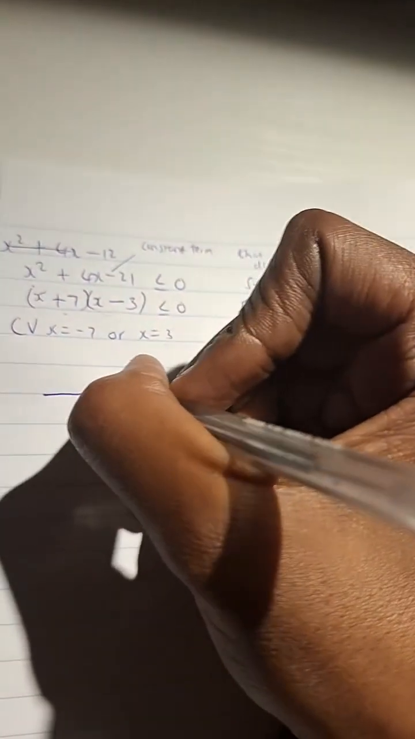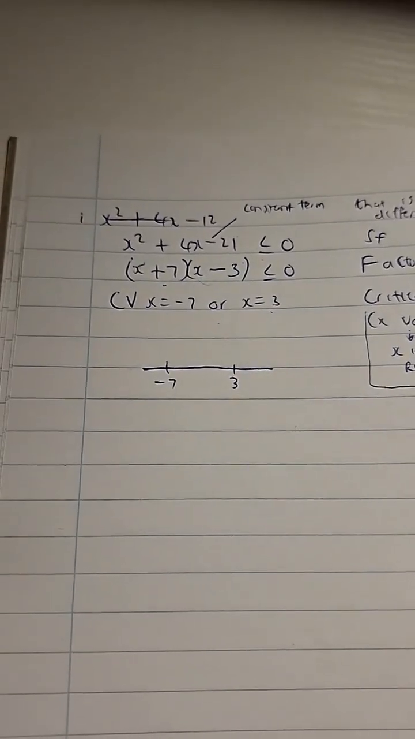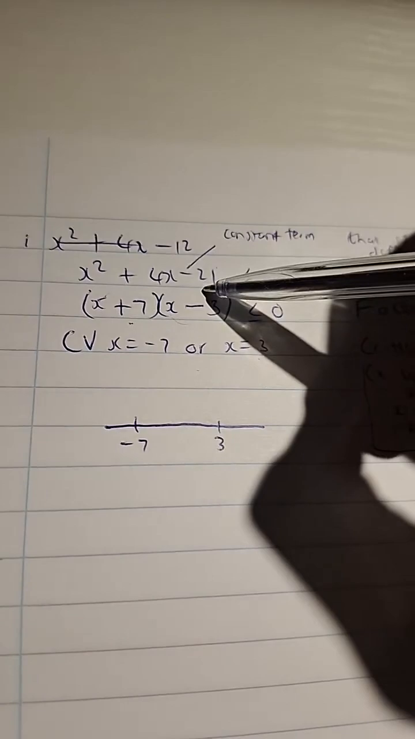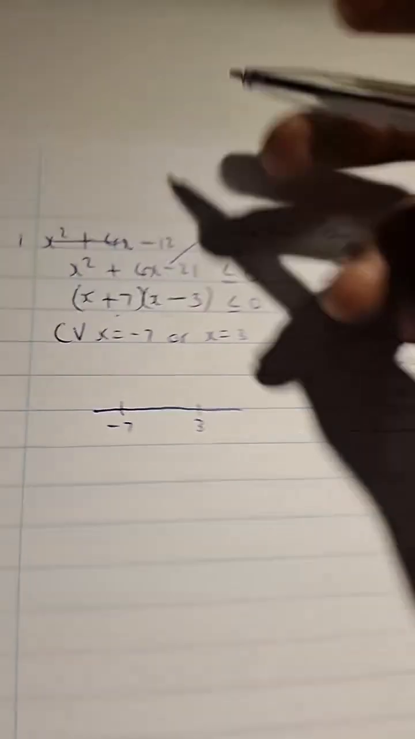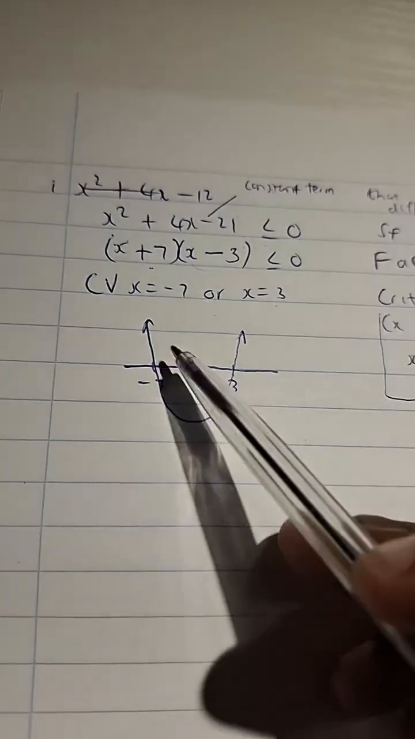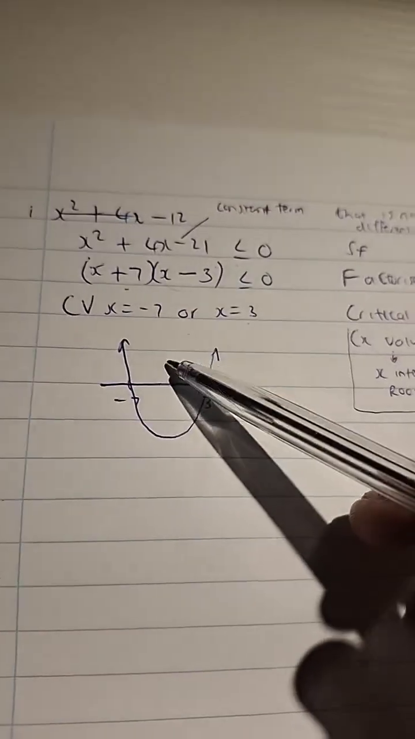Then yes, we can do the following. We can draw a line, write our smallest critical value, and then write our biggest critical value. Now, since this expression x squared plus 4x minus 21 is a quadratic expression, it resembles a quadratic function parabola, which has a concave up shape, or in other words, a smiley face shape, if you want to call it that.